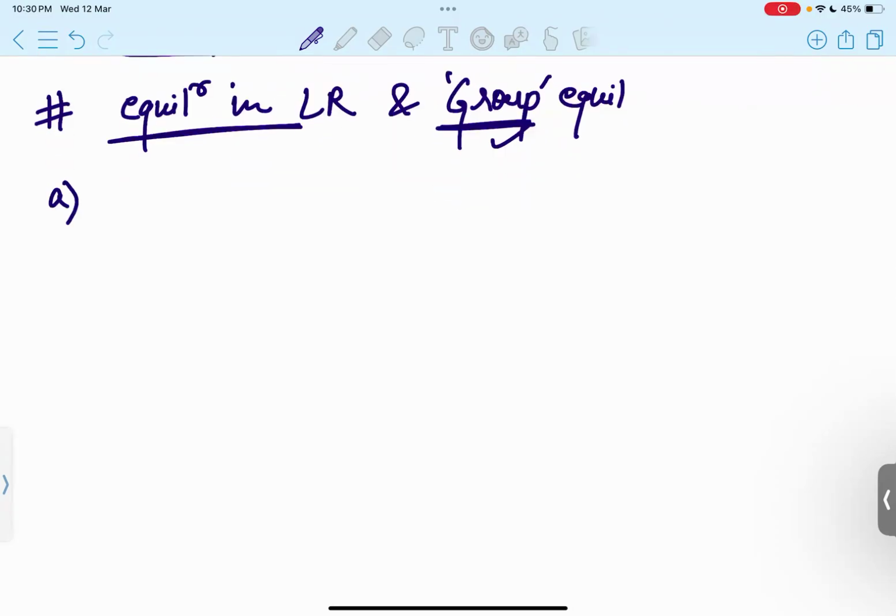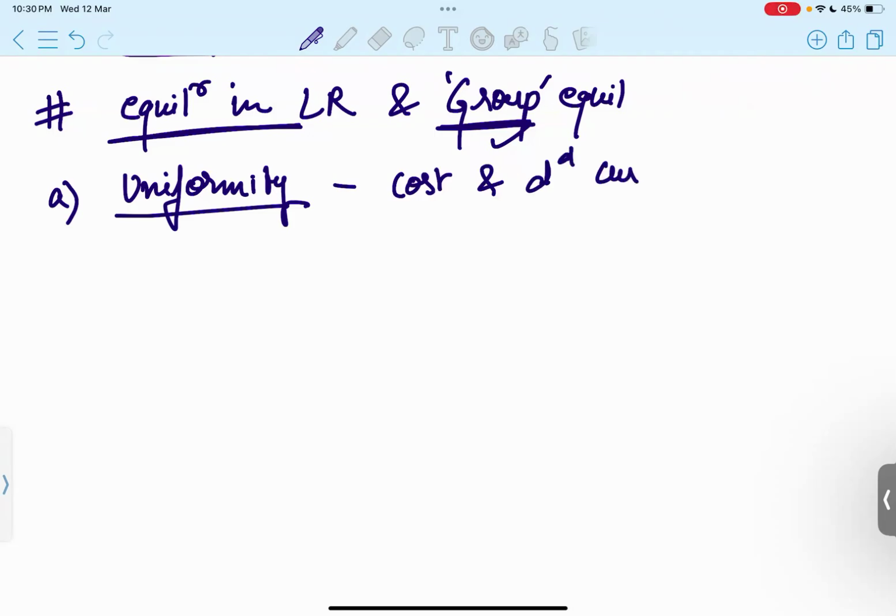So two assumptions here before moving to the conditions under the long run. One is the uniformity assumption. Uniformity means that the cost and the demand curves are assumed to be the same, or we can say constant. We can derive it from the term. Second is the symmetry assumption.